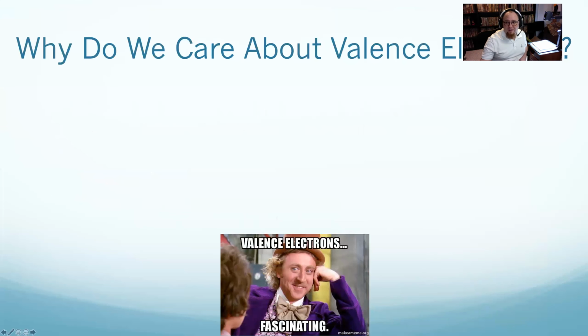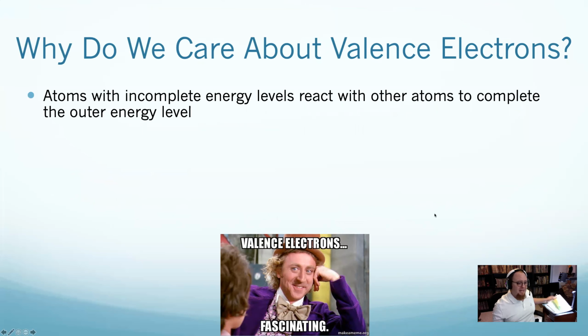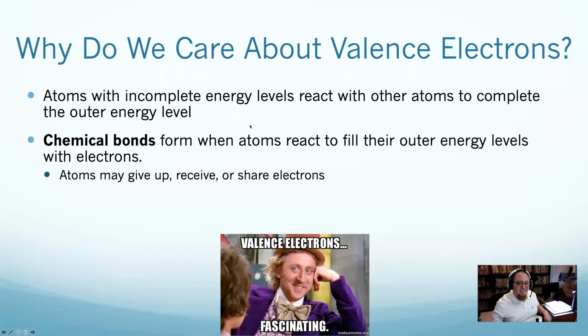Now, why do we care about valence electrons? I did kind of already say this. This is what reacts. You see, everyone wants to have a full valence shell. And all atoms, their goal is to have a full valence shell. All chemical bonds and chemical reactions are just atoms doing whatever they need to have a full valence shell.